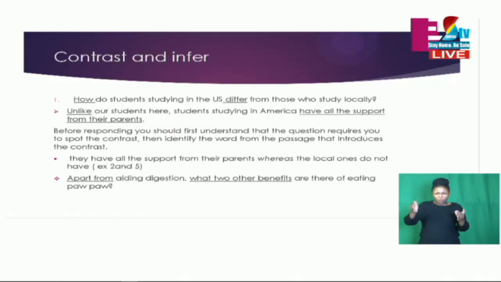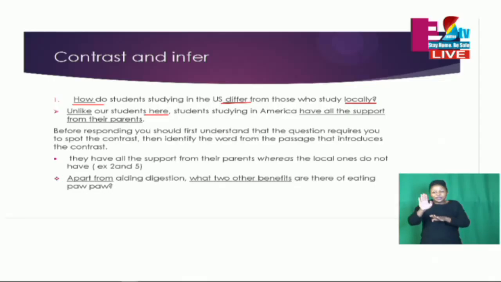Then I also want us to quickly look into a question which will include contrast and infer. Let us take a look at this question quickly, my dear learner. How do students studying in the US differ from those who study locally? We are saying you underline the keywords like it has been underlined here. And then we also have this differ. We also have locally, which means there is something in the passage which is going to guide us in our response to the question. So now we go to the scenario which we want to believe we picked it from the text. Unlike our students here, and I am sure you would have noted as you were reading, you are connecting things now. If it is locally, then here, of course, takes us back to the locally in the question.